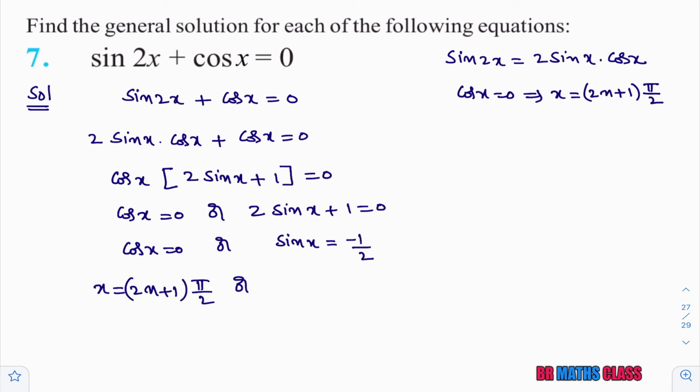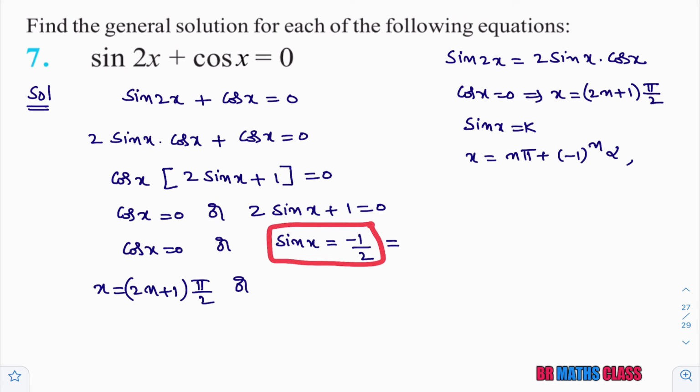Or here you observe this is of the form sin x equal to k. What is the general solution for sin x equal to k? General solution for sin x equal to k is n pi plus minus 1 whole power n into alpha. In this, alpha is the principal solution. So to write the general solution for sin x equal to k, we need the principal solution.